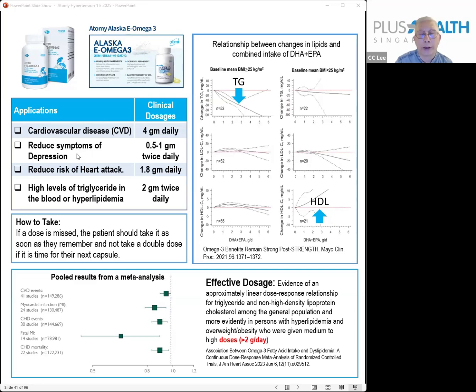For symptoms of depression, omega-3 is actually very good for people who suffer from depression, so it doesn't hurt for you to try. About 2 grams per day, 1 gram twice daily, right? Your supplement for reducing the risk of heart attack is about 2 grams daily, and also 2 grams up to 4 grams for people who want to reduce triglyceride and blood hyperlipidemia itself.